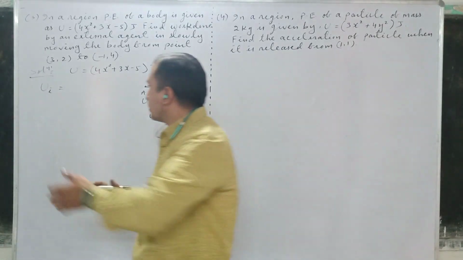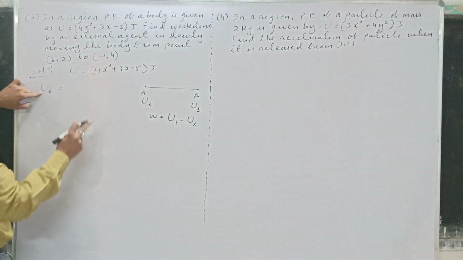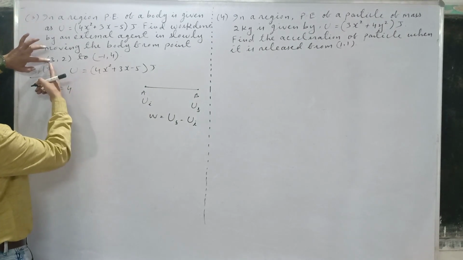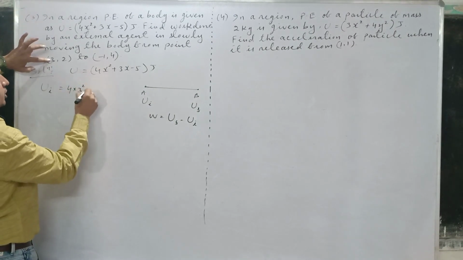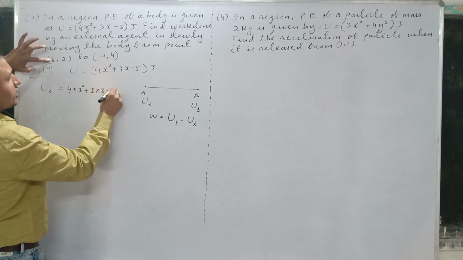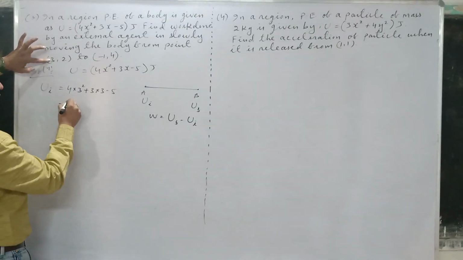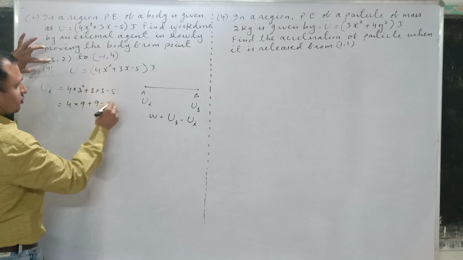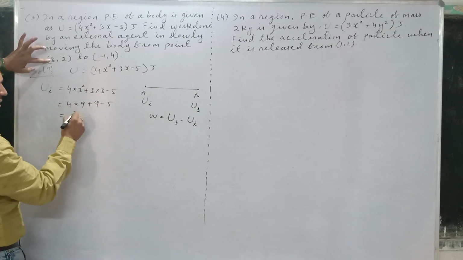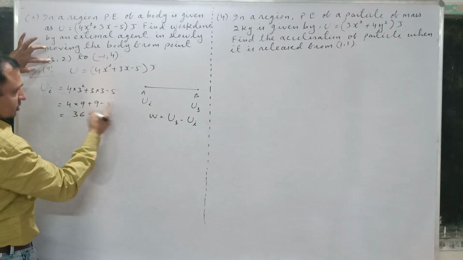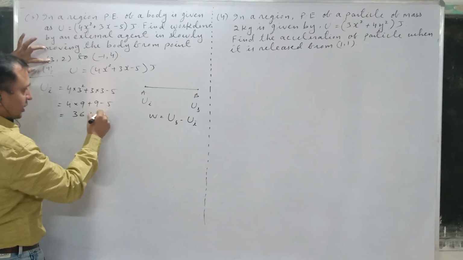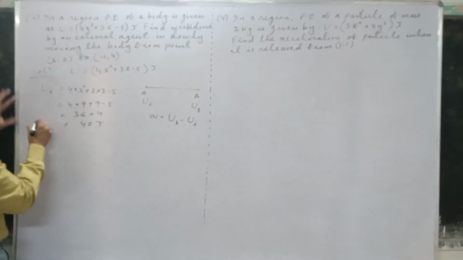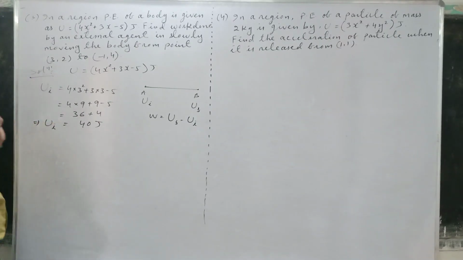So Ui is equal to, I can write here 4, in case of x I can put 3, into 3 square plus 3 into 3 minus 5, that is equal to 4 into 9 plus 9 minus 5, that is 4 nines are 36 plus 9 minus 5, 4 I can write. So this is equal to 40 joule. This is our initial potential energy we got.